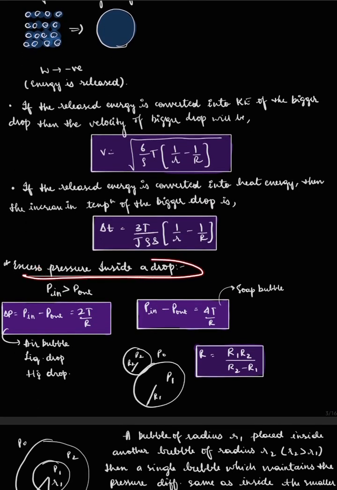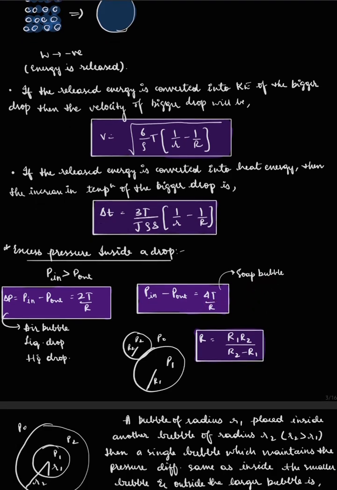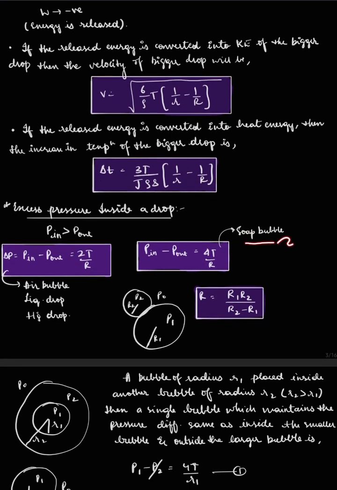Now excess pressure is important, okay? Excess pressure inside a drop means P inside is more than P outside. Delta P equals P in minus P out, which equals 2T upon R, and this formula applies to an air bubble, liquid drop and mercury drop. But when a soap bubble is given, you multiply this by 2 and get 4T upon r, which is the excess pressure inside a soap bubble, liquid bubble or mercury bubble.